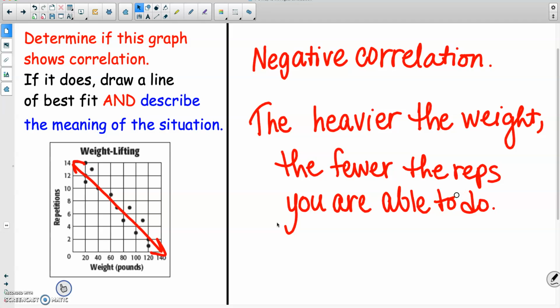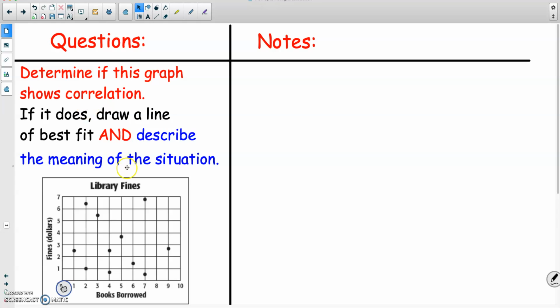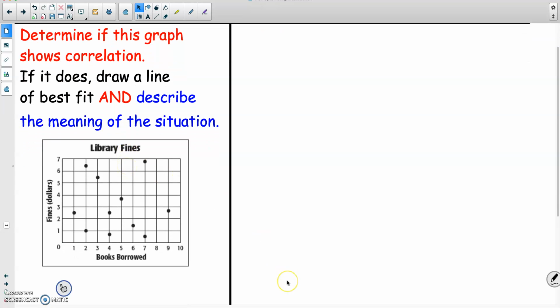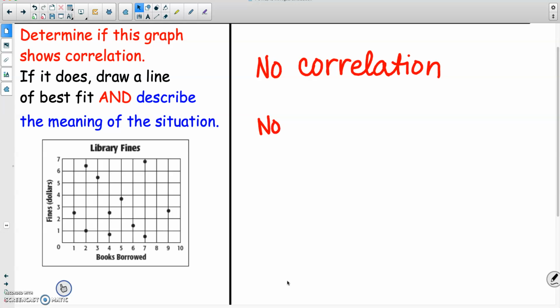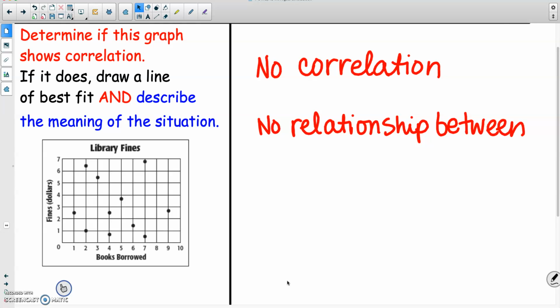Okay. So one positive, one negative. So that means this one, we are expecting no correlation. Definitely no correlation here. The dots are all spread out. So there's no correlation. So what does that mean? Look at each axis, no relationship between the number of books borrowed and the fine.